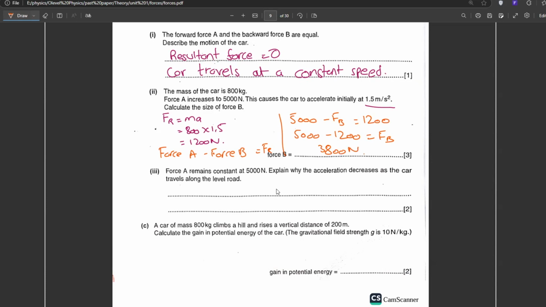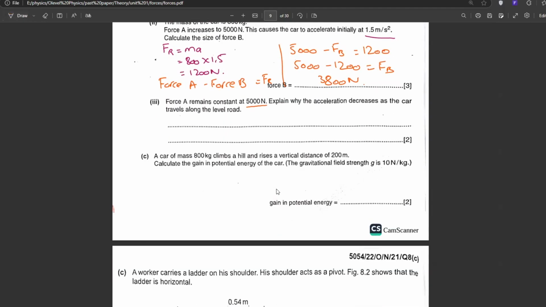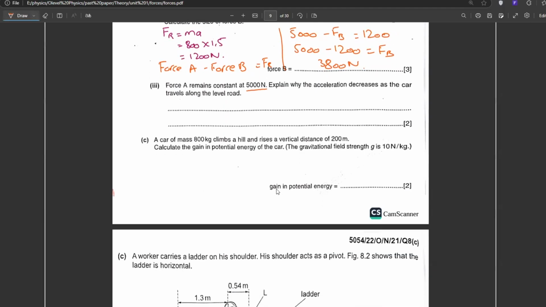Force A remains constant at 5000 Newton. Explain why the acceleration decreases as the car travels along the level road. Why will the acceleration decrease?